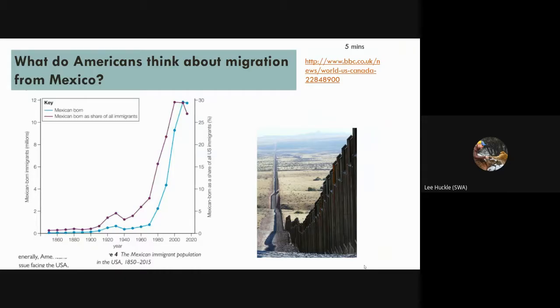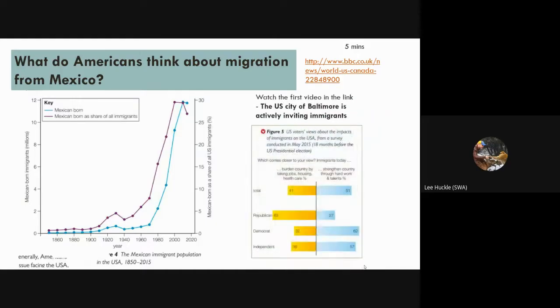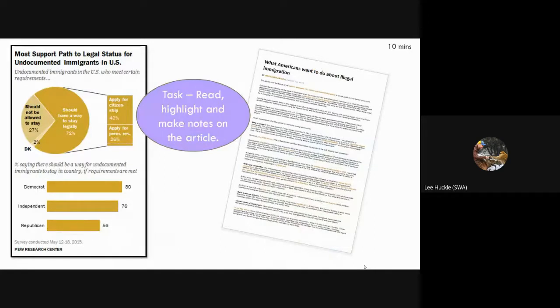And then we looked at this. What do Americans think about migration from Mexico? If we look here, we've got two lines there. We've got Mexican born, we've got Mexican born as all immigrants. Remind yourself of that. Bit of reading here again, what Americans want to do about illegal immigration and what they think about it, what different political parties think about this.